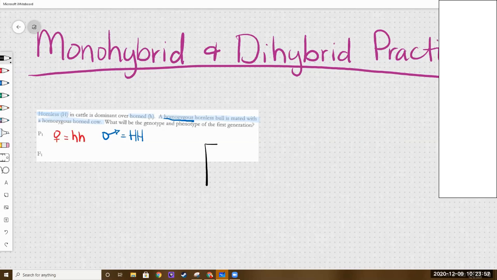So now we're going to make our Punnett square box. And we're gonna put the dad on the top, the capitals. Then we're gonna put the mom on the side, the lower cases. And then we're gonna combine them. So remember, you put the column with the row. So we have a capital H, lowercase h. Then we put this one, capital H, with the lowercase h. And all we're doing is we're combining the mom and the dad's genetic information.